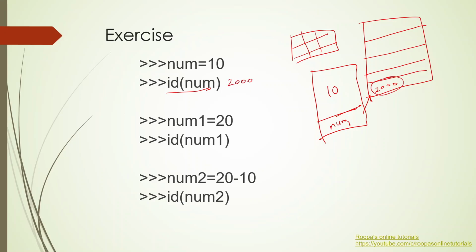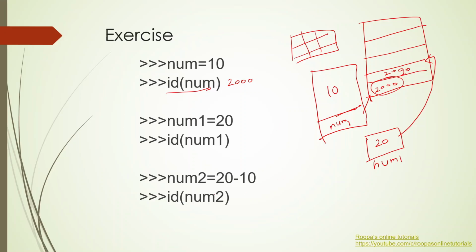ID is a particular value with which that particular variable is associated. It's like a memory address; in other languages, it is known as the memory address. Now I am giving num1 as 20. So I have one more variable called num1 and its value is 20. If I say ID of num1, num1 may be associated with some other memory address, let us say 2020.